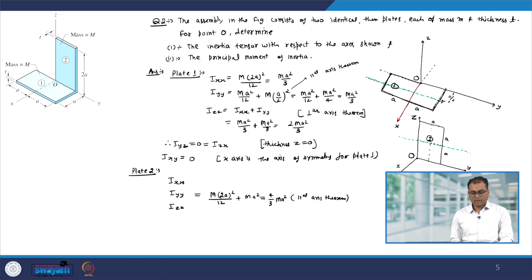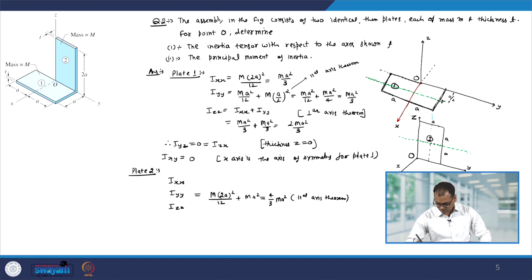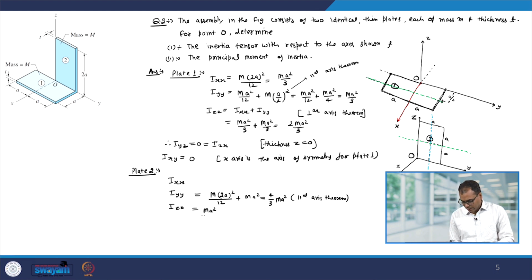Here I have used the parallel axis theorem, and this comes out to be 4 by 3 ma². Now, the moment of inertia about the z axis, again I can find out if I calculate the moment of inertia about this blue axis and then use the parallel axis theorem. So, here it will be ma² divided by 12 plus m into (a/2)², because this is a by 2. So, that comes out to be 1 by 3 ma².